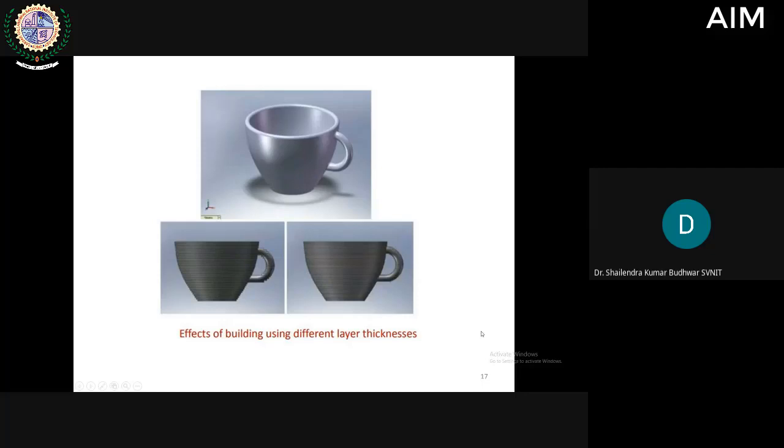So what is the effect of building using different layer thickness? You can see in this figure that if layer thickness is minimum, you will get excellent surface finish, but the fabrication time will also increase. And if you use more layer thickness, you can fabricate the part in lesser time, but the surface finish of the part will not be so good.